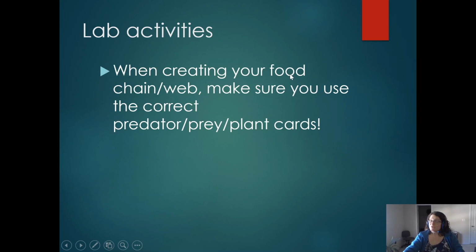When creating your food chain or web, you are either going to write it down on a piece of paper or you're going to put the cards out and connect one to another, okay? And remember that everything has to be connected in some way. You can make a food web and one thing can only be connected peripherally, but in a food chain, everything has to be connected to the other, okay?